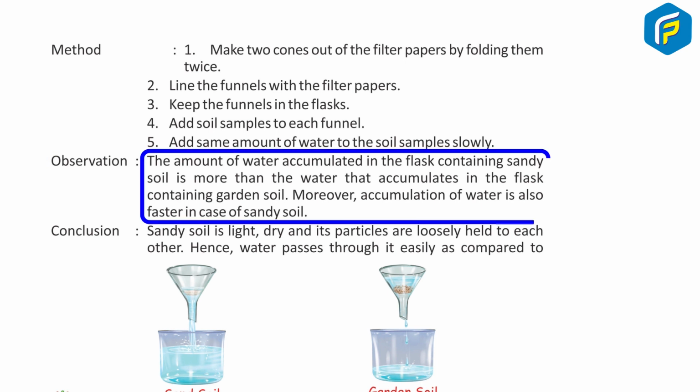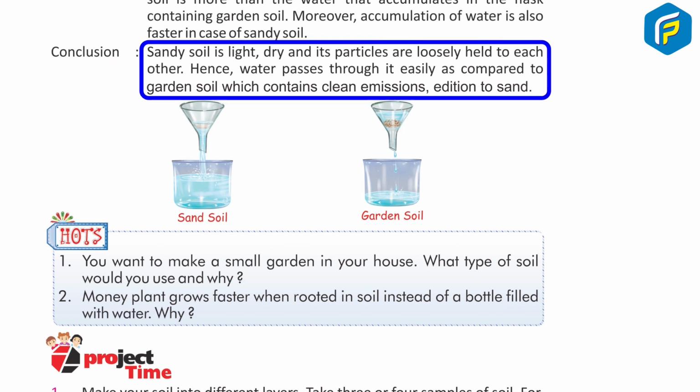Observation: The amount of water accumulated in the flask containing sandy soil is more than the water that accumulates in the flask containing garden soil. Moreover, accumulation of water is also faster in case of sandy soil. Conclusion: Sandy soil is light, dry and its particles are loosely held to each other. Hence, water passes through it easily as compared to garden soil, which contains clay and humus in addition to sand.